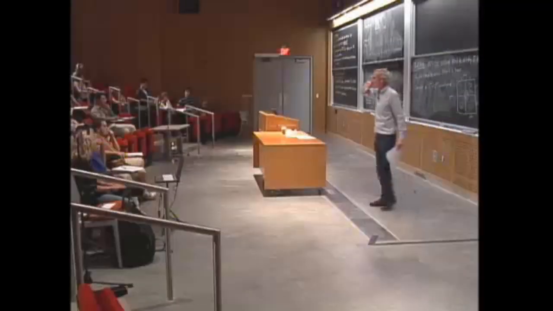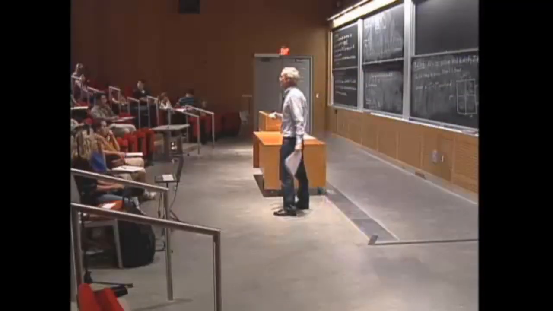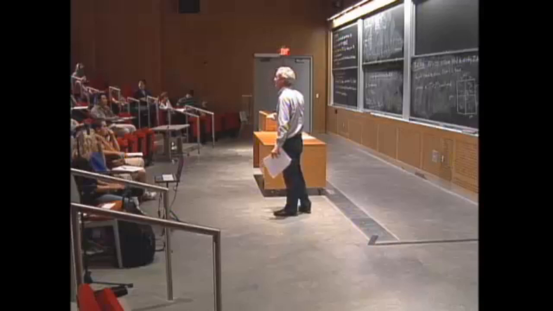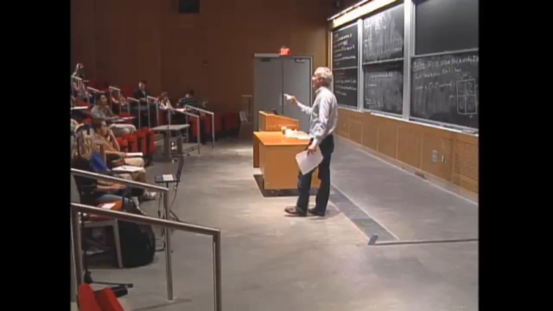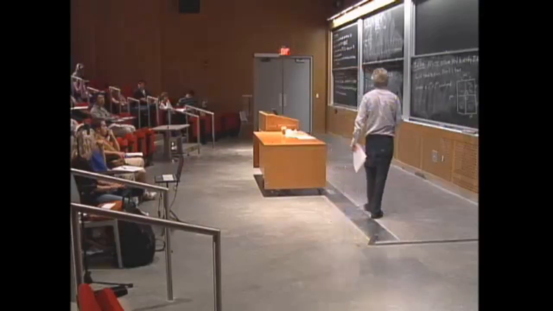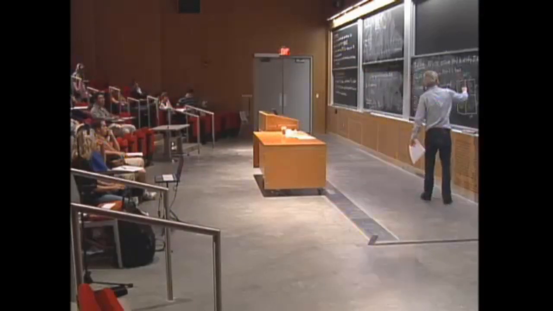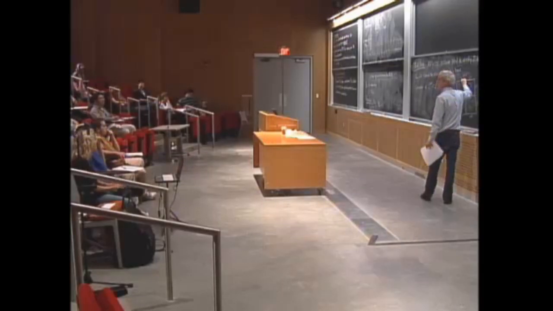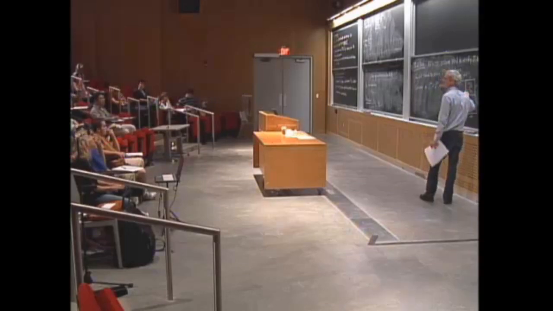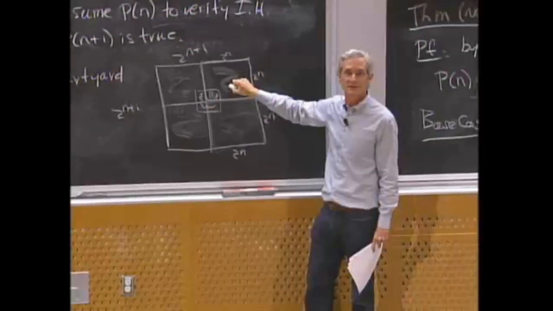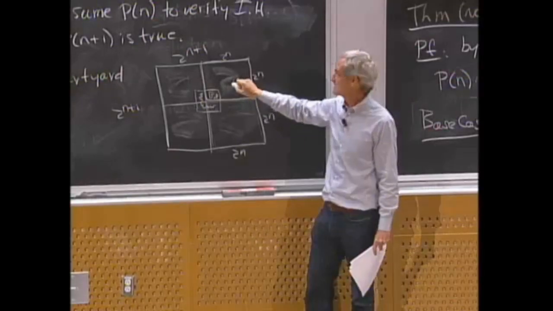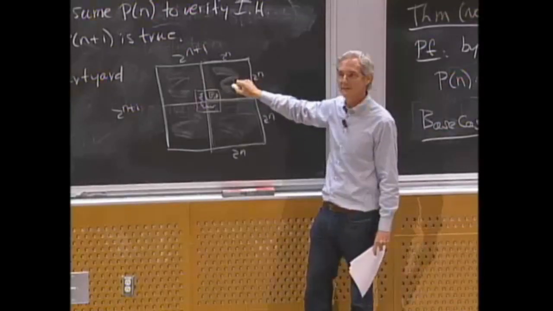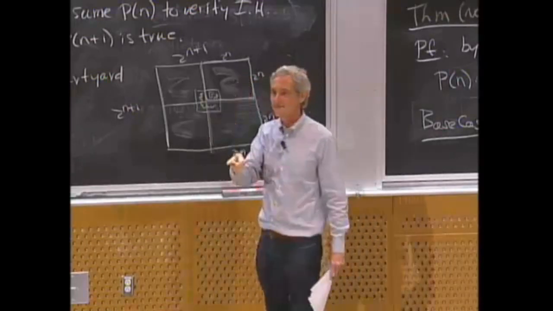No, because assuming P of n tells us that we can set up a 2 to the n by 2 to the n courtyard with a centerpiece, a spot for Bill. And what's the problem for this 2 to the n by 2 to the n region? Bill's not in the center. He wants to be in the center. We put Bill in the corner. So you can't use the inductive hypothesis here. I went a little too fast here. This is not a proof so far. I've got a problem.